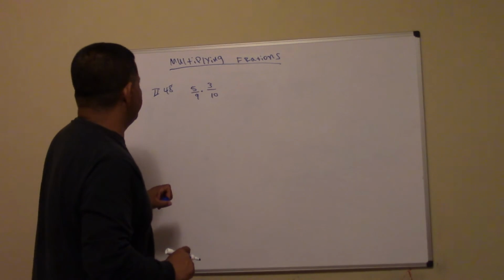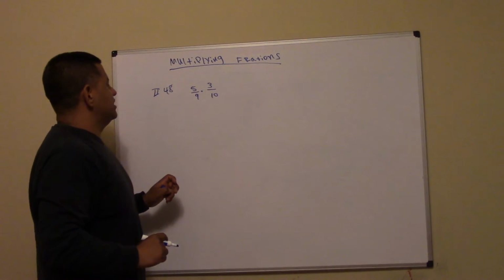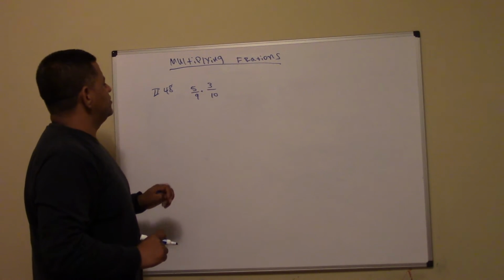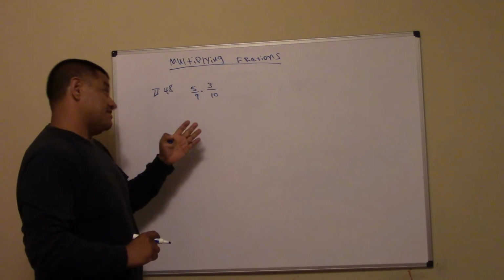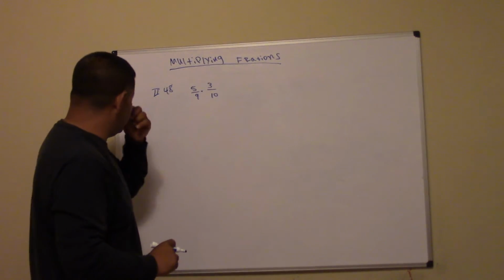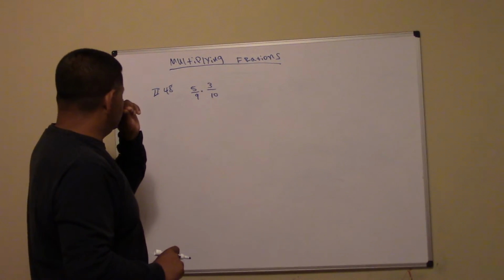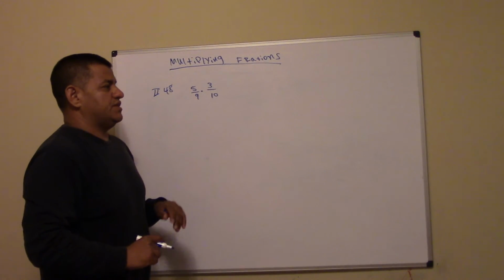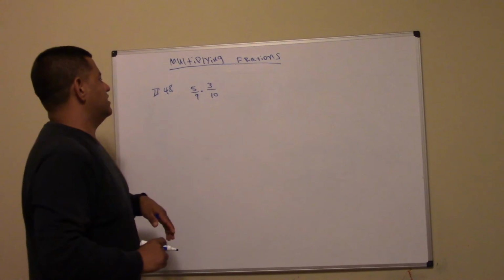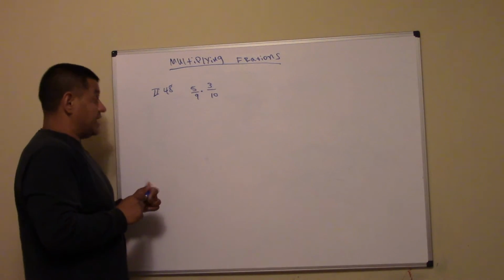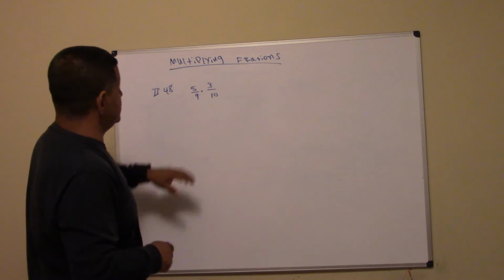In this case, we will do the same thing, not exactly, because I don't need to have a common denominator in this one. But at the end, we need to make sure that the answer is in the lowest terms. Right now, all I have to do is look at these numbers.